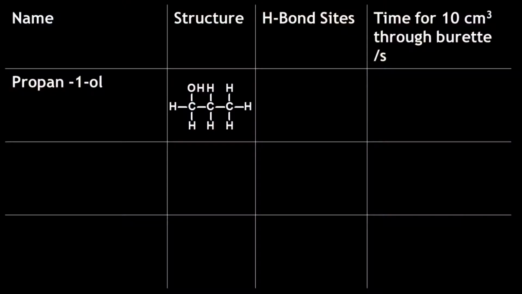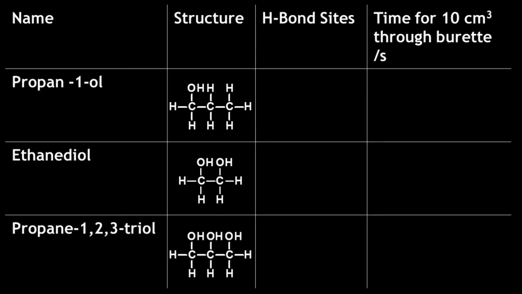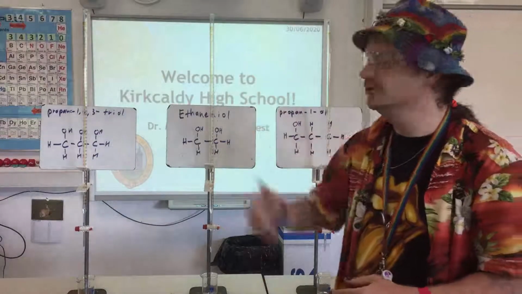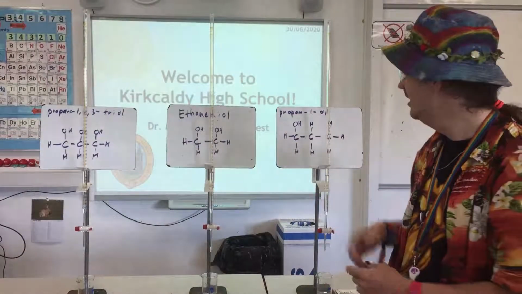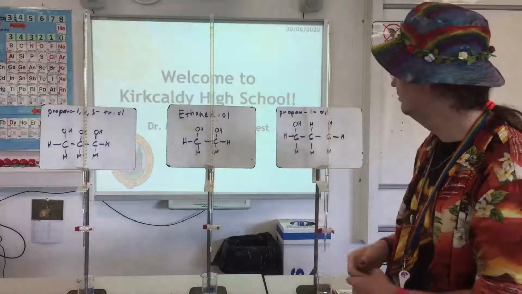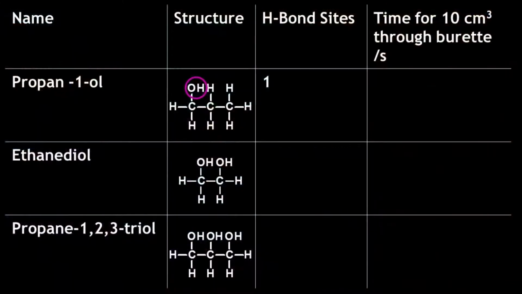I've got three substances here. We've got propane 1-ol, ethane diol and propane 1,2,3-triol, sometimes known as glycerol. And these are great molecules to talk about in terms of viscosity because they each have different intermolecular forces. The first one, propane 1-ol, has one hydrogen bonding site, that OH group there, that hydroxyl group. The second one, ethane diol, has two hydrogen bonding sites, so it should be the more viscous, the more gloopy. And finally, we've got propane 1,2,3-triol, our friend glycerol. It's got three hydrogen bonding sites, so it should be the most viscous of the three.